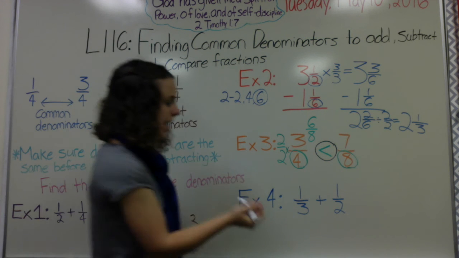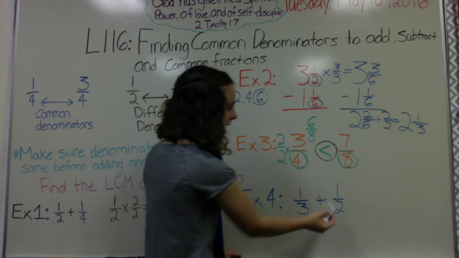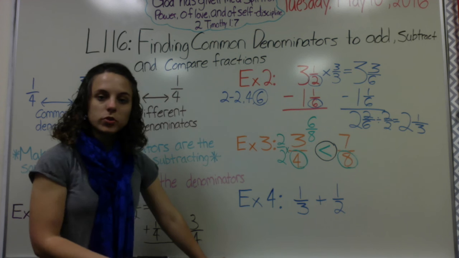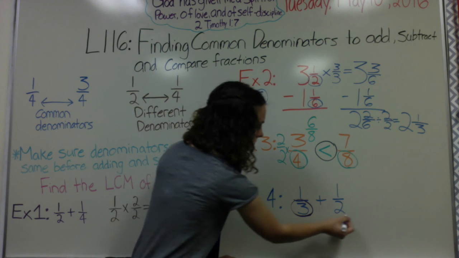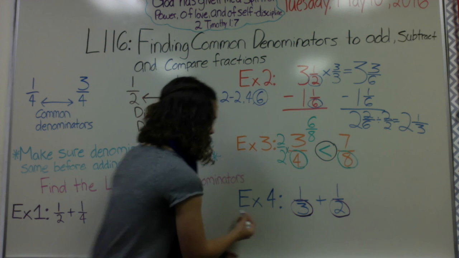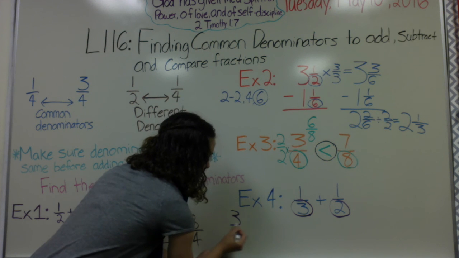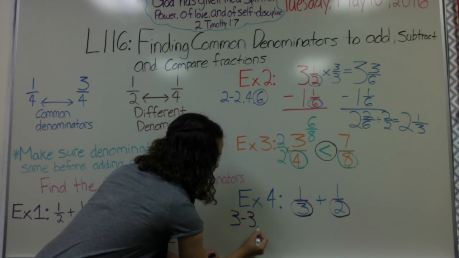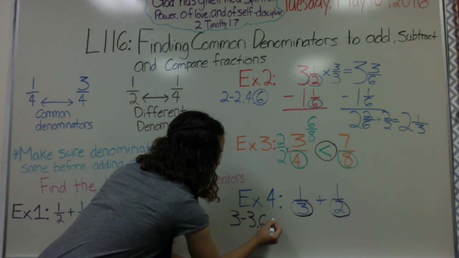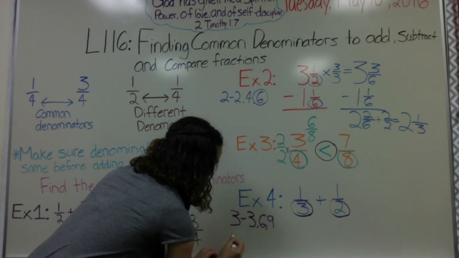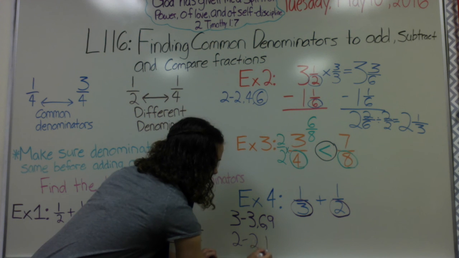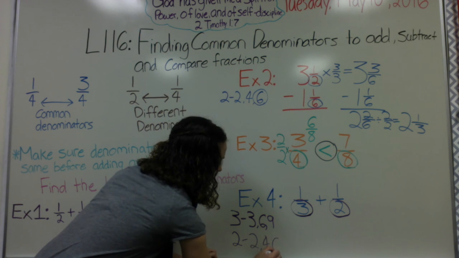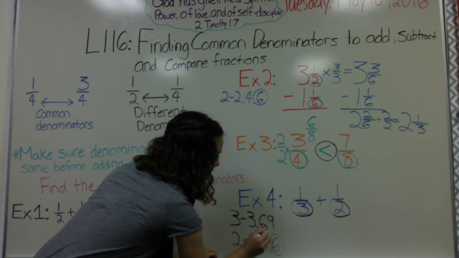All right, I have 1/3 plus 1/2. I need to find the least common multiple first. That's what you should do. My least common multiple of 3 and 2, I'm going to just do off to the side. For 3, I have 3, 6, 9. I'm just going to stop there and try my 2's real quick. 2 is 2, 4, 6. My least common multiple right here is 6.